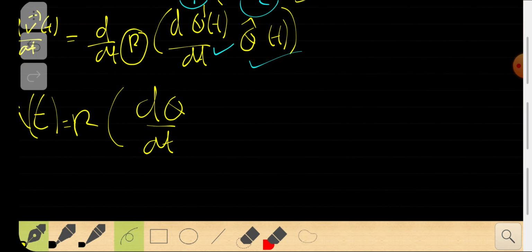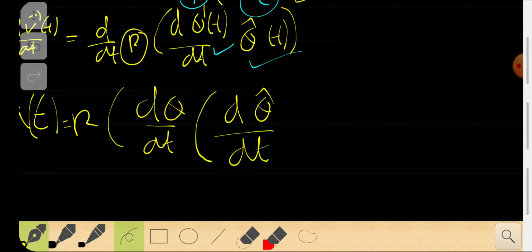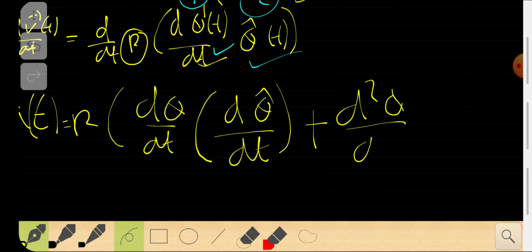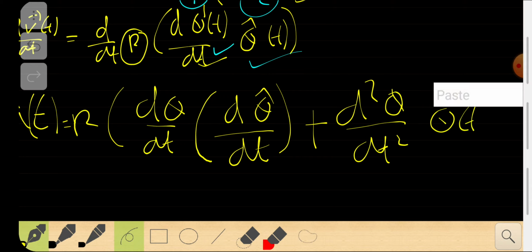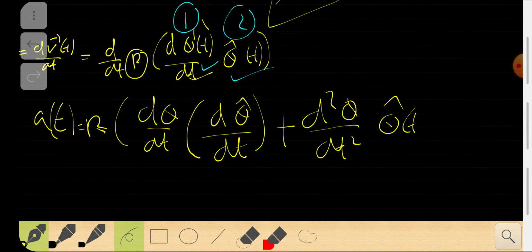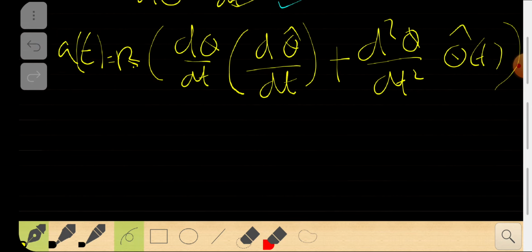So the derivative will be equal to the first function, d theta by dt, I just left it there, and now the derivative of the second function, which is d theta cap by dt, plus the derivative of the first function, which is d square theta by dt square, times the second function, which is theta cap of t, right. So that's what you get when you calculate the acceleration.